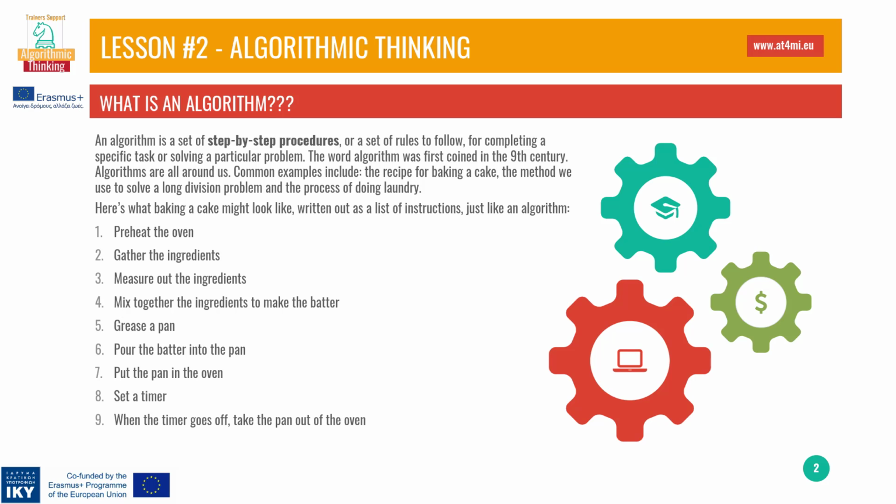Recipe. 1. Preheat the oven. 2. Gather the ingredients. 3. Measure out the ingredients. 4. Mix together the ingredients to make the batter. 5. Grease a pan. 6. Pour the batter into the pan. 7. Put the pan in the oven. 8. Set a timer. 9. When the timer goes off, take the pan out of the oven. 10. Enjoy.